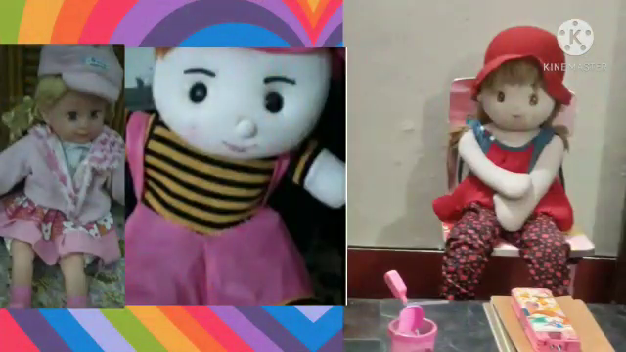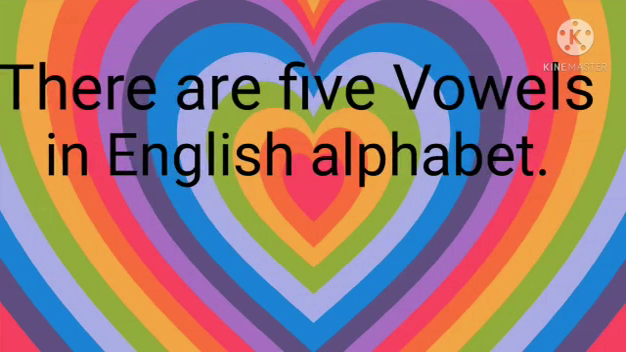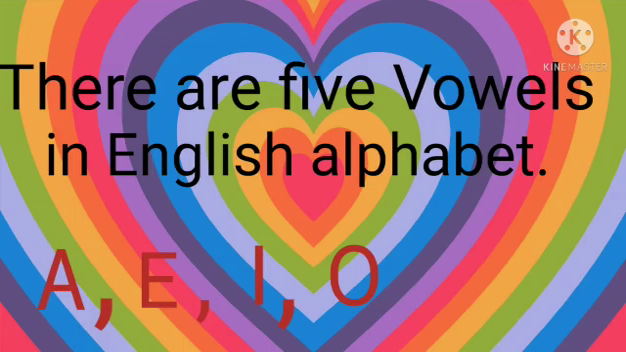Children, do you want to know how many vowels are there in the English alphabet? There are 5 vowels in the English alphabet: A, E, I, O and U.